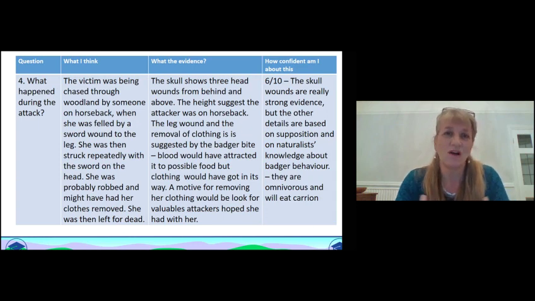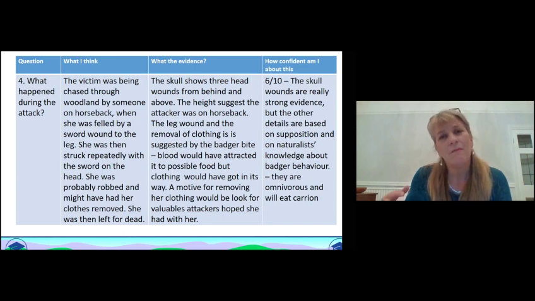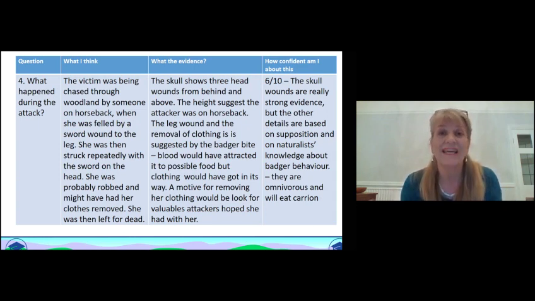Now, badgers would have been attracted by the blood to actually start biting, eating that part of the body, which suggests there was blood there, presumably from a wound. But if that had been covered with clothing, it would have been difficult for the badger to get at that bit of the body. A motive for removing the clothing could have been to look for valuables which the attackers might have hoped she'd had hidden about her person.